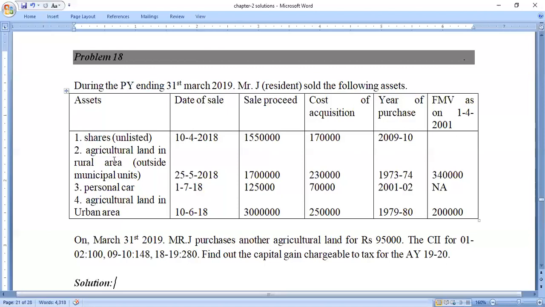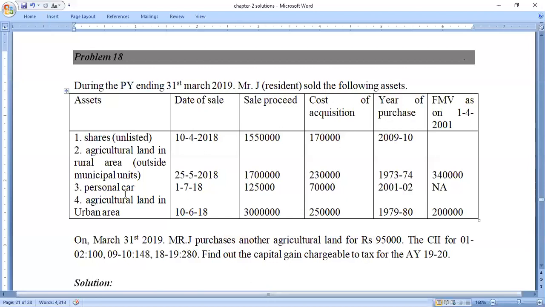Agriculture land in rural area. As per section 2(14), any agriculture land which is situated in the rural area is not a capital asset. So we are not going to calculate any capital gain for the agriculture land in rural area. Third asset, personal car.